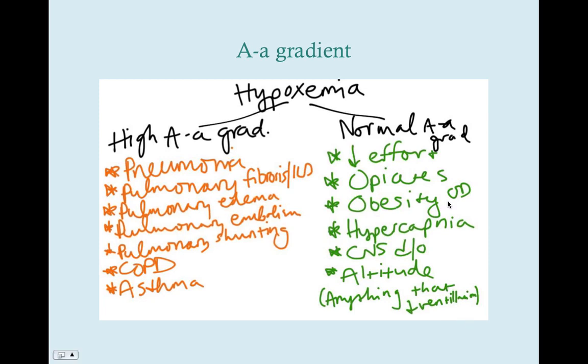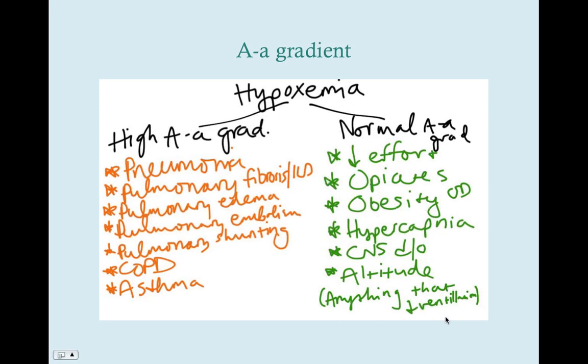With obesity, you're not getting as much expansion. So these are all problems that are not due to the lung itself, not due to the lung unit. It's due to something that's not allowing you to expand your lungs, or something that is nervous related. So like Guillain-Barré syndrome or any other disease that reduces your breathing. And then altitude, so if there's less oxygen in the air. So anything that decreases your ventilation or decreases the amount of oxygen in your environment.